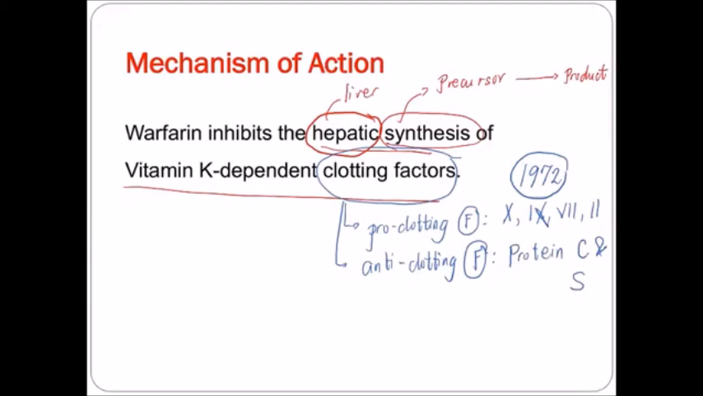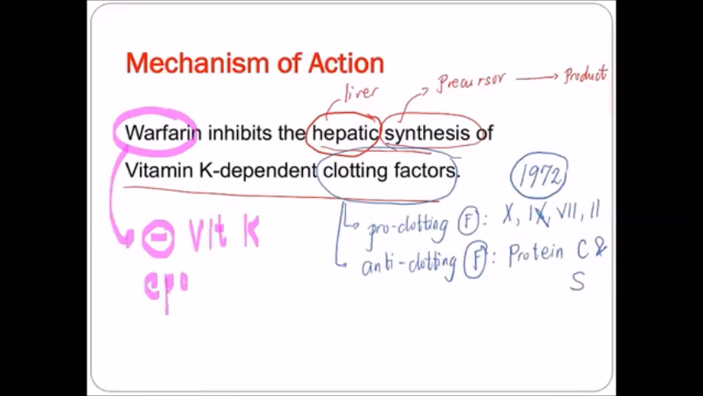Those are the clotting factors, both the pro and anti, that need vitamin K to be made. So overall, we mentioned hepatic, synthesis, and the vitamin K dependent clotting factors. Going back to warfarin, as we mentioned, warfarin inhibits the synthesis of the vitamin K dependent clotting factors. This is because warfarin has the capacity to block an enzyme called vitamin K epoxide reductase complex.